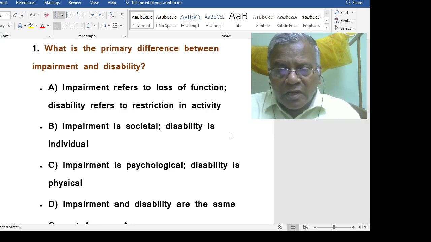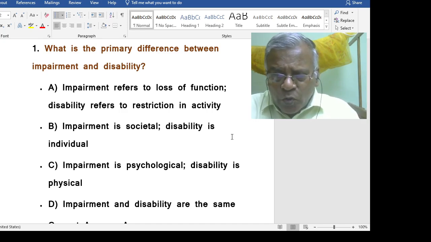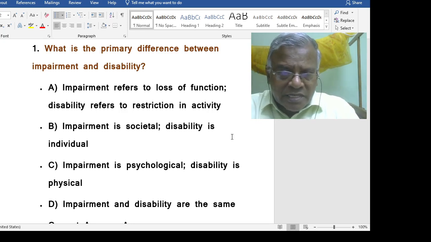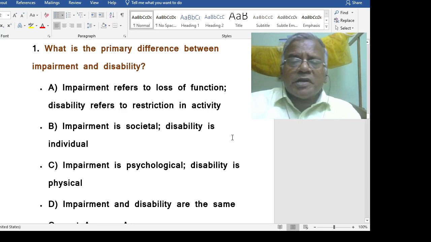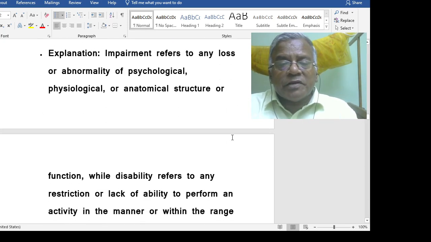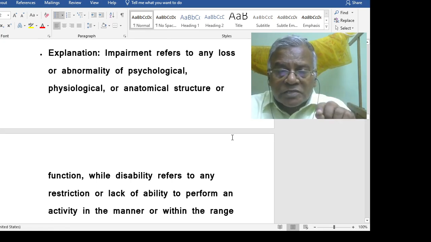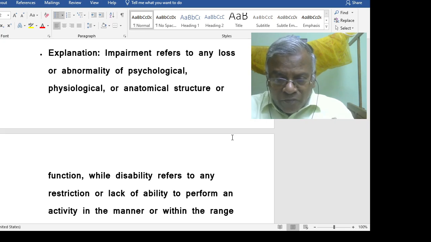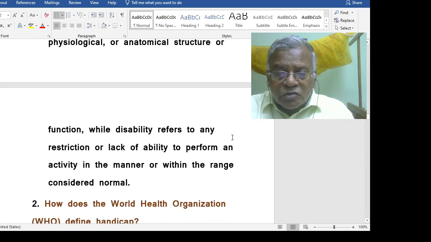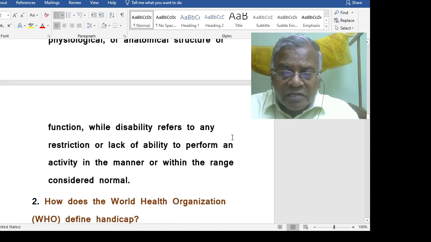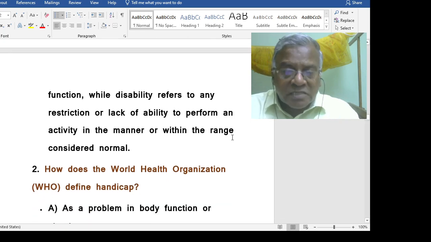There is a difference. Loss of function, you cannot do anything. Disability restriction, of course you can do, but you cannot do as a normal person does. That is restriction, disability. So impairment refers to any loss or abnormality of psychological, physiological or anatomical structure or function, while disability refers to any restriction or lack of ability to perform an activity in the manner or within the range considered normal.